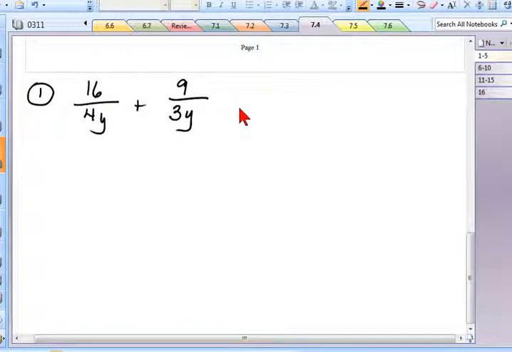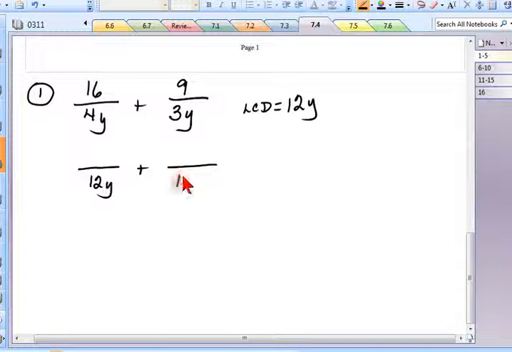All right, first thing you need to do is find the least common denominator because these are not the same. These are monomials, so just think regular old numbers. What would you need for a 4 and a 3 to both go into? 12. So my LCD will be 12. Do you agree that I also need y? And I don't need y squared because neither of these was y squared. So I need just 12y. So I'm going to write down 12y for that denominator and 12y for that denominator.